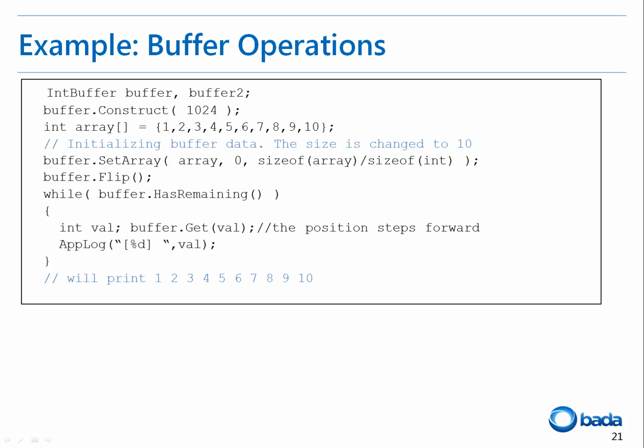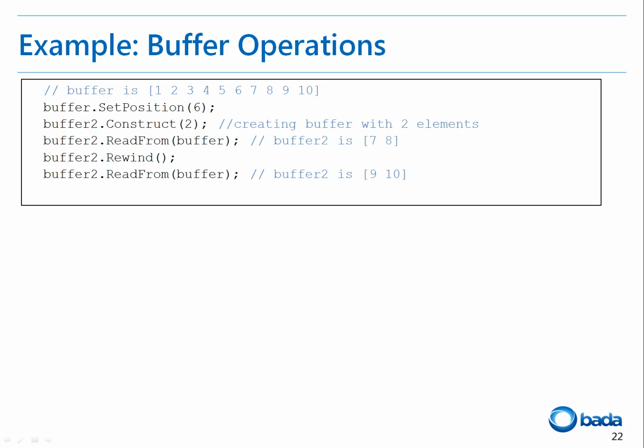As mentioned earlier, since the get function moves the position one by one whenever it reads data, we can read the data in the buffer sequentially. Then, I've set the position of the buffer to 6 and set the length of buffer 2 to 2. Now, if I read the data from the buffer to buffer 2, since the position of the buffer is set to 6, the 2 elements after the 6th element will be read. After this operation, 7 and 8 will be in buffer 2.